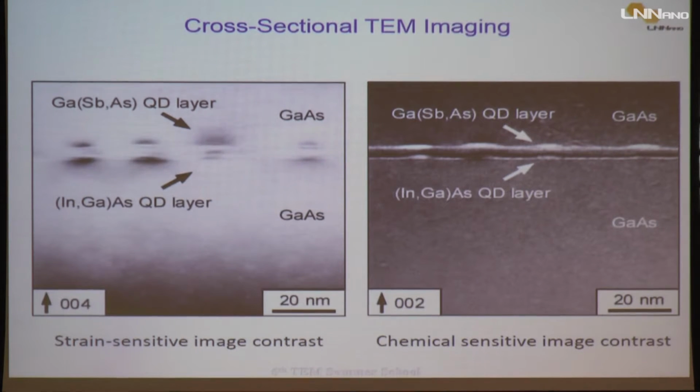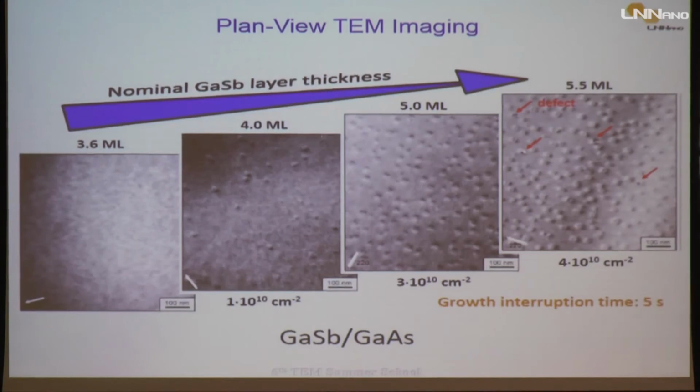Here we have the result of this cross-section preparation that I showed. You can see here the quantum dots, okay, deposited in the matrix. This is in cross-section, okay? Here we have strain-sensitive image contrast. Here, chemical sensitive image contrast. Then you can see here the quantum dots in cross-section in your material.